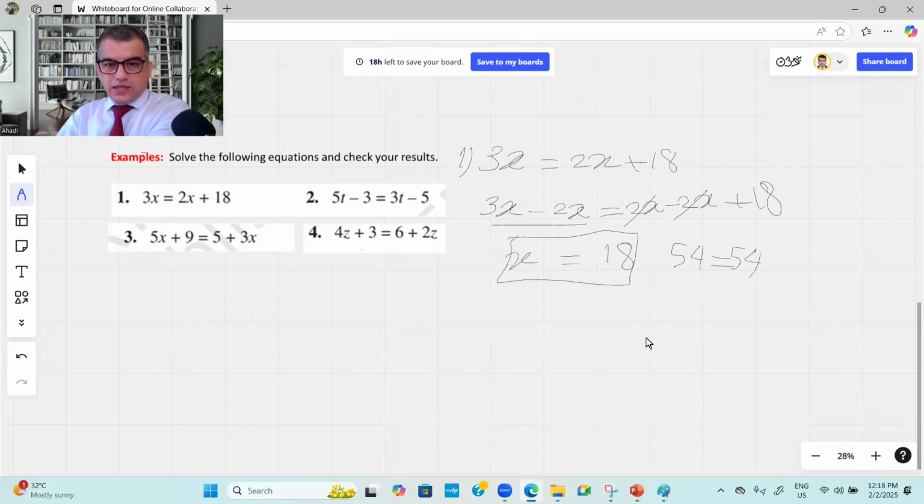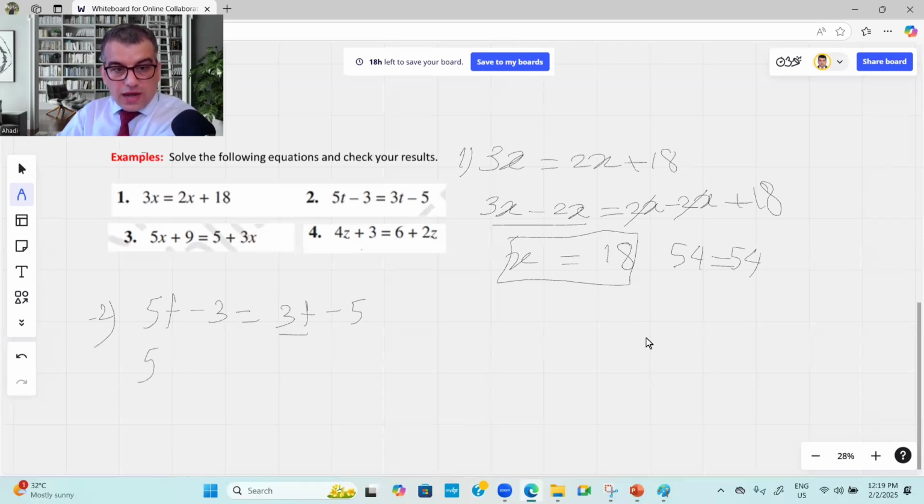So let's go to the next one. The next example we have is 5t minus 3 equals 3t minus 5. So you add the additive inverse of 3t and the additive inverse of negative 3 on both sides, then we can separate the variables and constants. So let's do it.